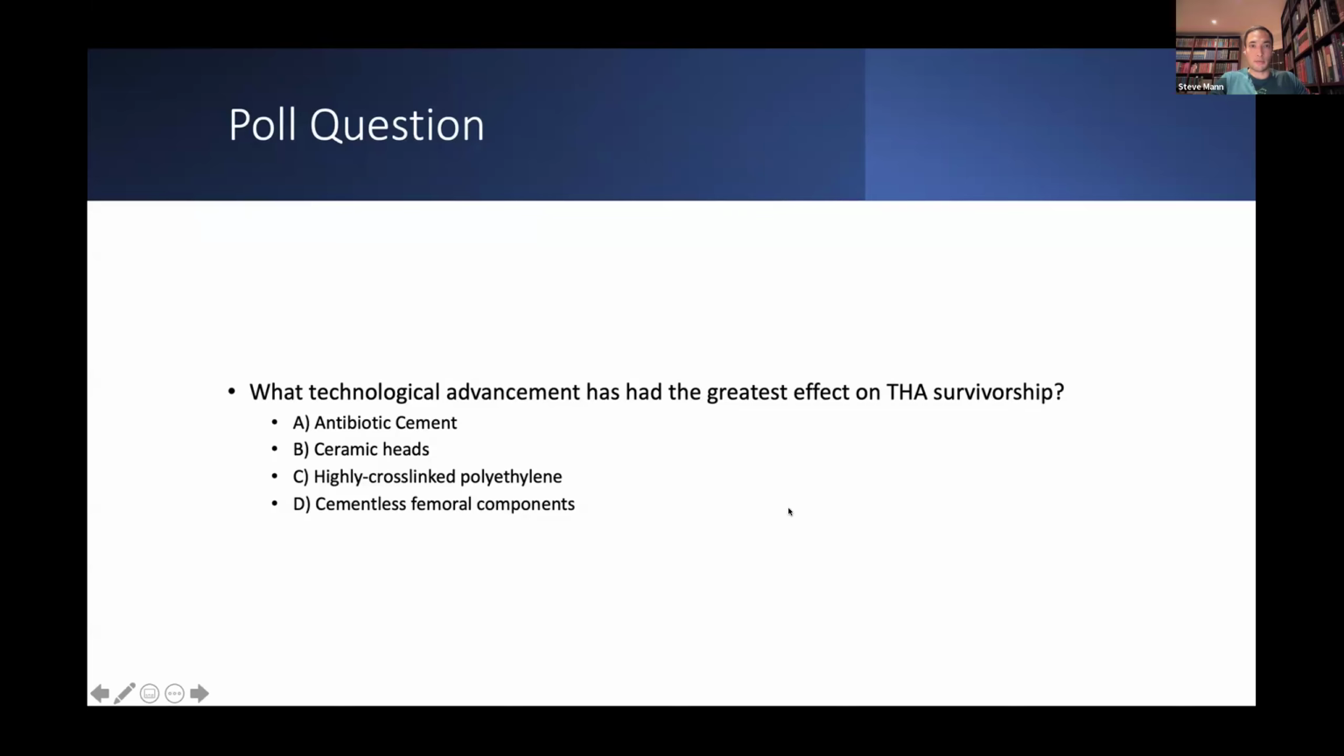Hopefully everybody can see that and can vote. I don't know, do we get the results live or there we are? Perfect. Excellent. Highly cross-linked poly. Very good. Well done, everybody.